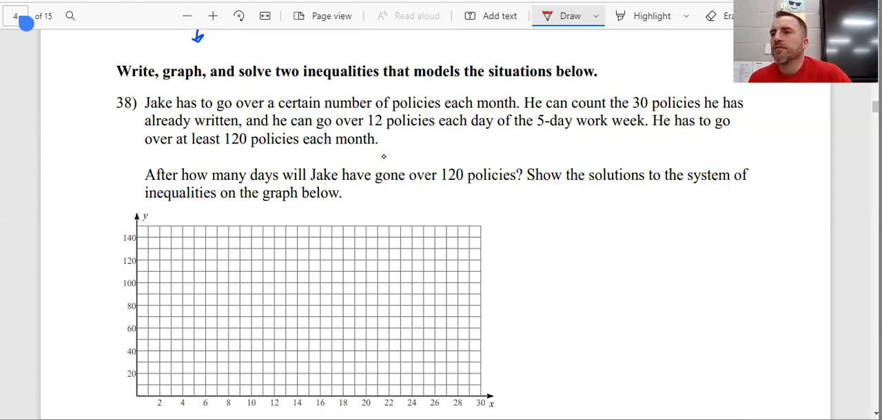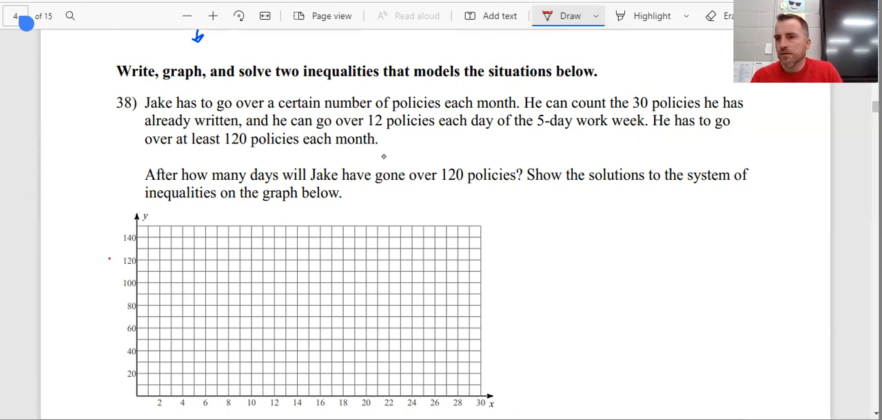And he has to go over a certain number each month. He's already started his month and he's looking out in the future and saying, how many more do I have to work? Or how many more policies do I have to go over? Well, he wants to get to 120. So 120 is his goal.